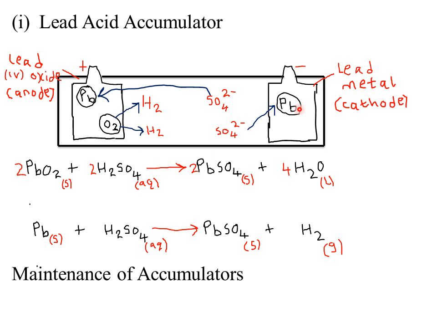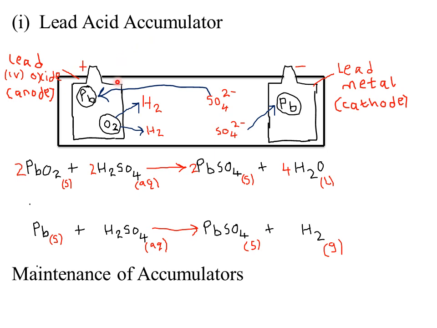We'll see why. But one of the reasons is because a lead acid accumulator does not suffer defects such as polarization and local action. So somebody can ask you to give an advantage of a lead acid accumulator over a dry cell or any other primary cell. The advantage is that it does not suffer defects such as polarization and local action. That's why it is the most reliable, long lasting and even cost effective of the secondary cells.